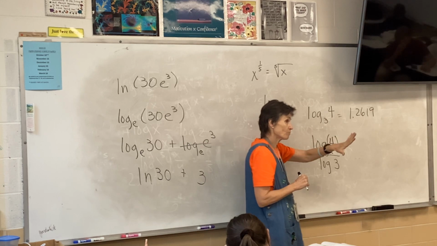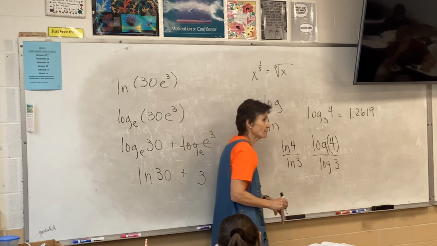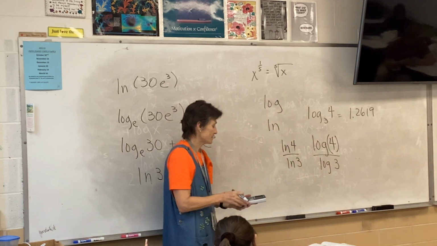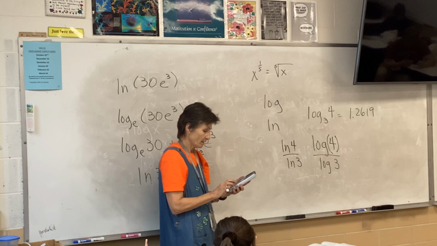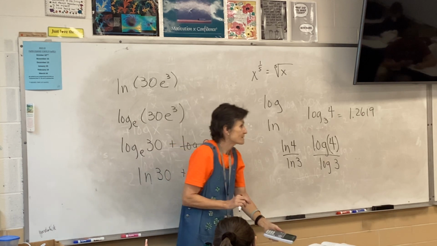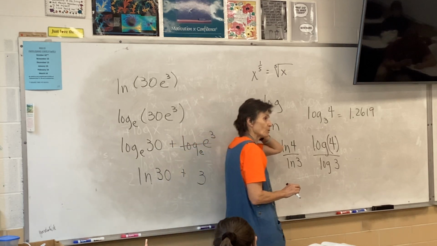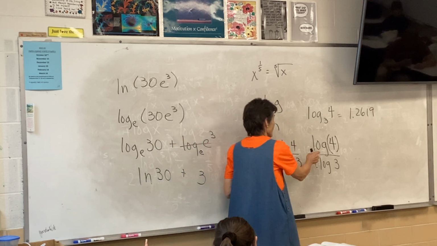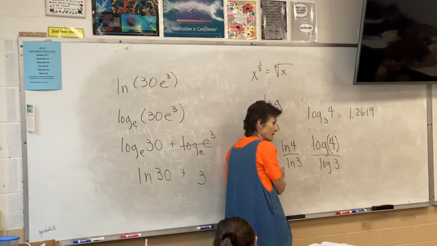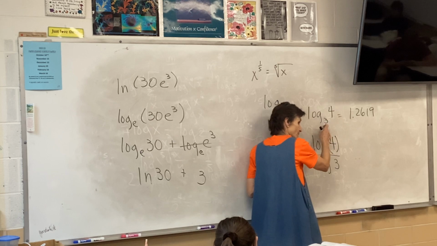Now, just for fun, would you do ln 4 over ln 3 and tell me what happens? You have to close the parentheses on this one too. So ln 4 divided by ln 3. Oh my gosh, it's exactly the same thing. So if you need to type it in on your calculator, you either make it a LOG or you make it an LN, it doesn't matter. But it's gotta be this number over this number.